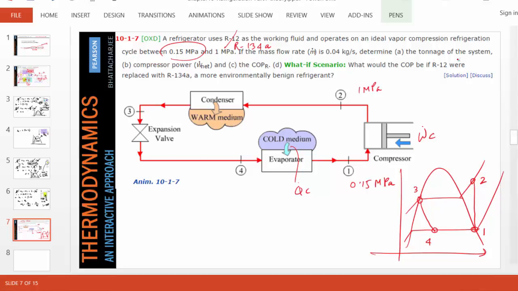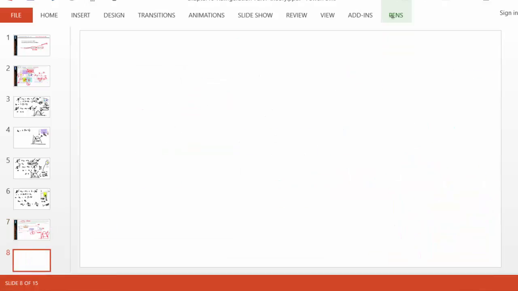So the tonnage of the system basically means Q dot C in tons of refrigeration, and compressor power, and their ratio is obviously the COP. So let's begin by finding the 4 different states, and we'll do energy analysis of each of the devices. So let's begin with state 1.